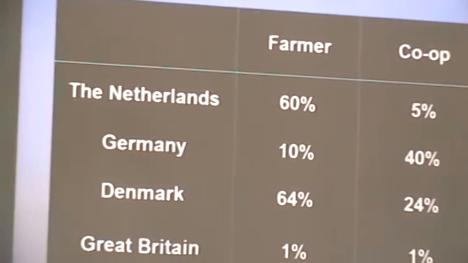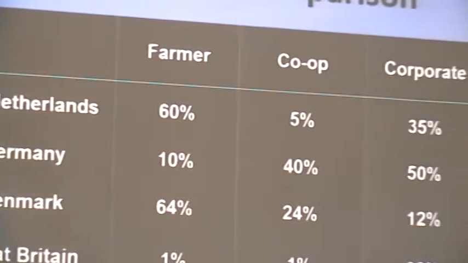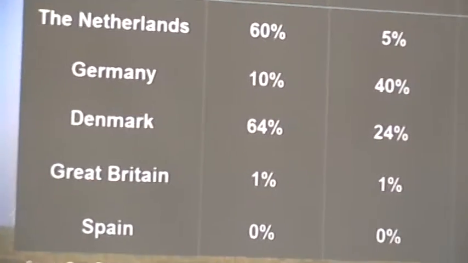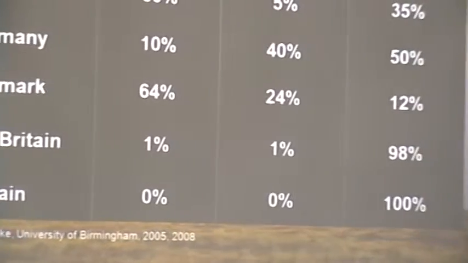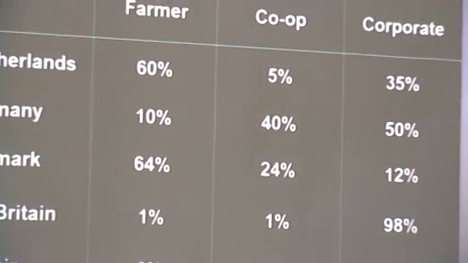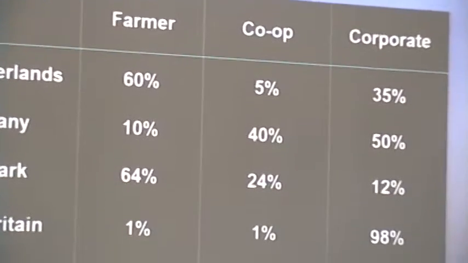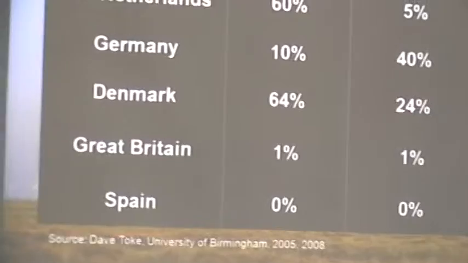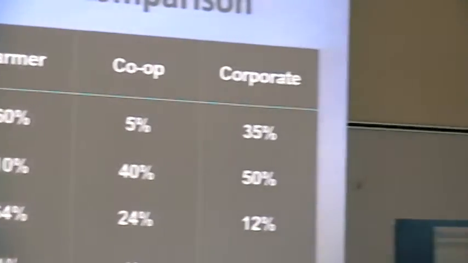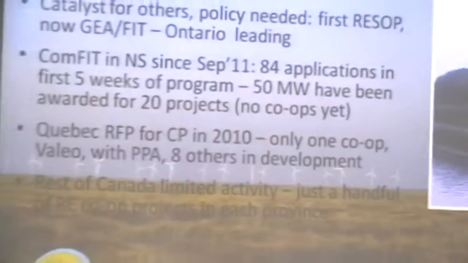Other countries that are strong in terms of individual or local ownership: the Netherlands, Germany, Denmark. Great Britain is starting to come up. There are a number of co-ops developing there, but compared to the corporate model, they are still a strong minority. And Canada would certainly fall on the level of Spain here in terms of percentages.